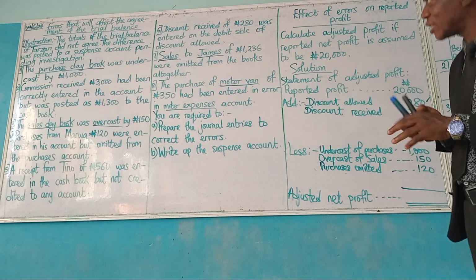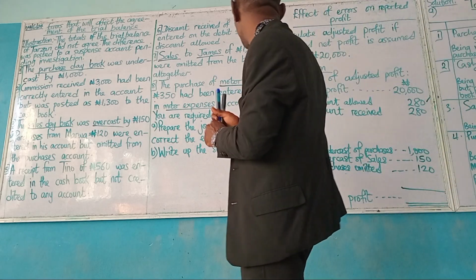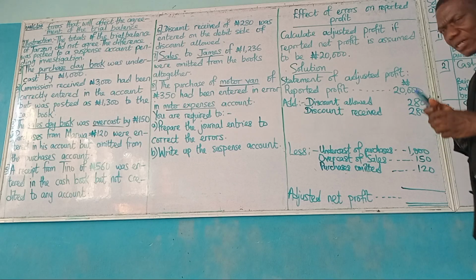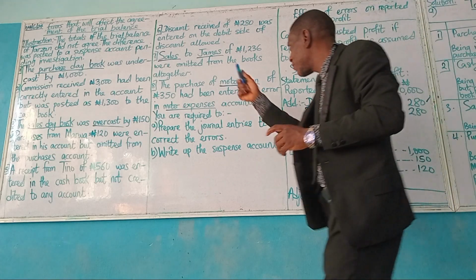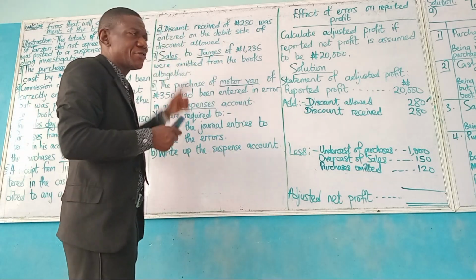So let's look at the next one, which is number 7. Sales to James of 1236 were omitted from the books altogether. That is, it was omitted from James' account. From James' account, it was also omitted in the sales account.